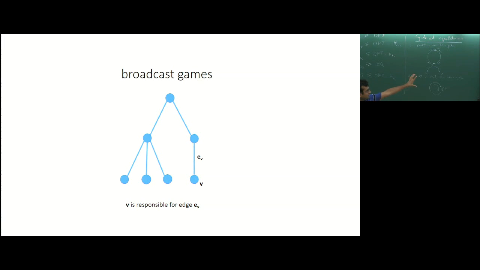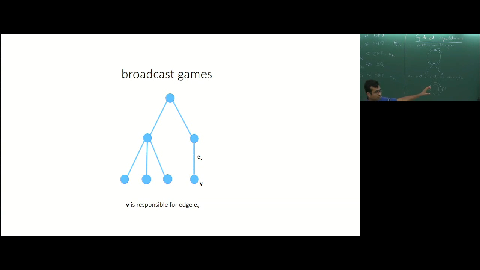So for example, here's an edge EV. I simply associate it with the vertex V, as shown in the picture. Now this association, of course, you can do on any tree. But the crucial fact is that V is an agent. You know that because it's a broadcast game. Every vertex has an agent.